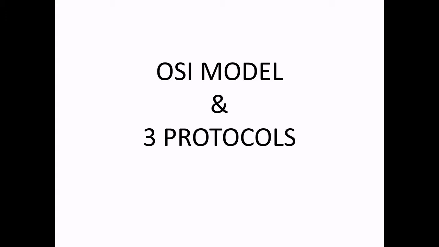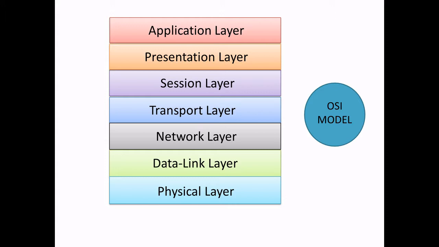So let's start. The first layer is the physical layer, the second layer is the data link layer, the third is the network layer, then transport, session, presentation, and application. In this model, the first layer is at the bottom and the last layer is at the top. I will describe it from top down.